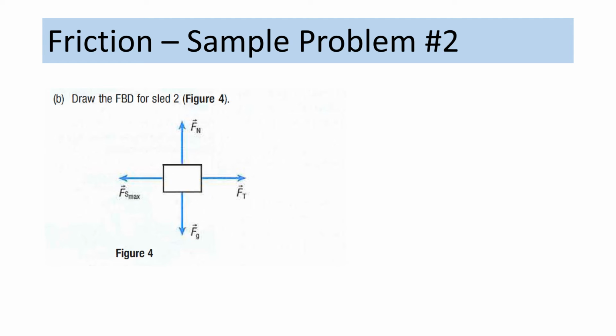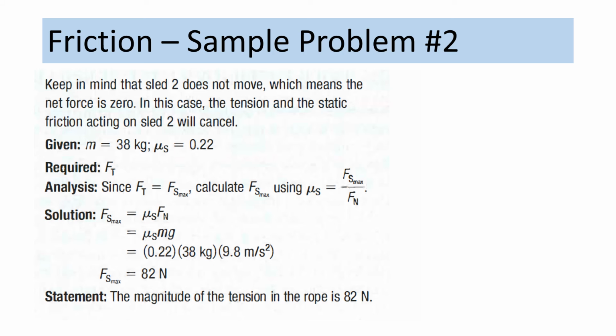And here is our FBD for sled 2. Keep in mind that sled 2 does not move, which means that the net force is 0. In this case, the tension and the static friction acting on sled 2 will cancel. So m is 38 kilograms, μs is 0.22. We're required to find the force of tension.